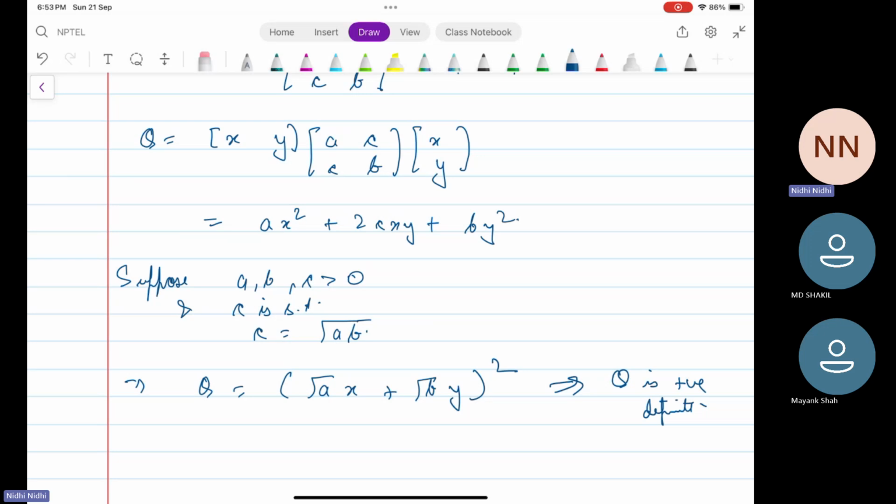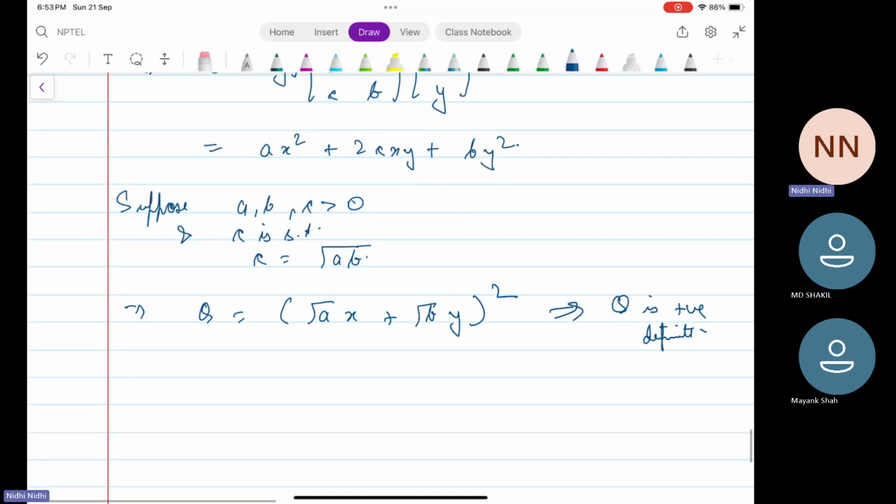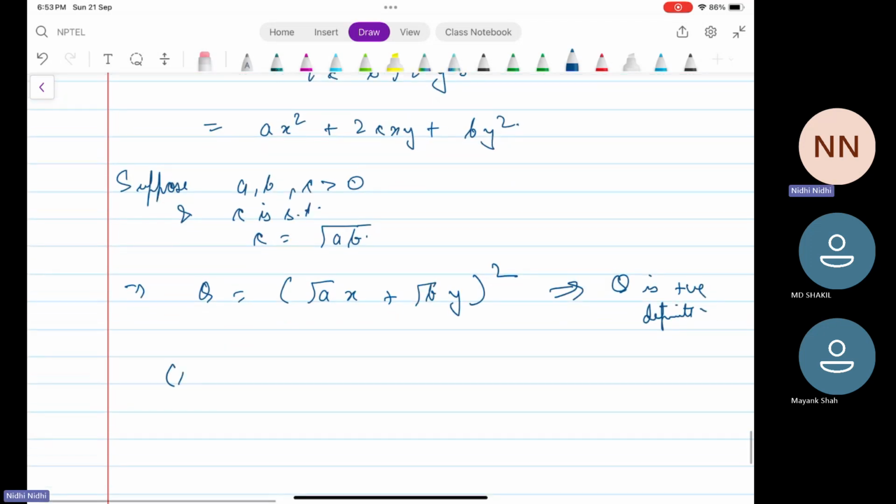Similarly, you can see if a, b, and c all three are negative, we can take that negative sign outside and then apply the condition over mod a, b and c, and in that case we can make it negative definite. So look at that yourself. Check for other conditions.